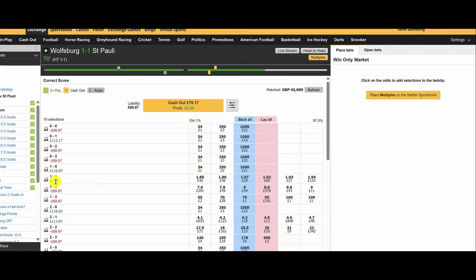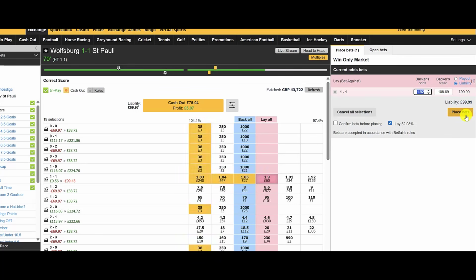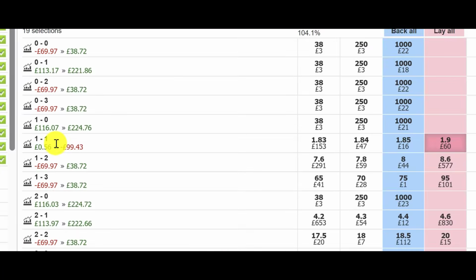Now keep in mind, we went down to 0 on the 1-1, so there's nothing really stopping us from... Remember, we entered with a £100 risk, so there's nothing stopping us from going in now, putting that £100 risk on the 1-1, okay?